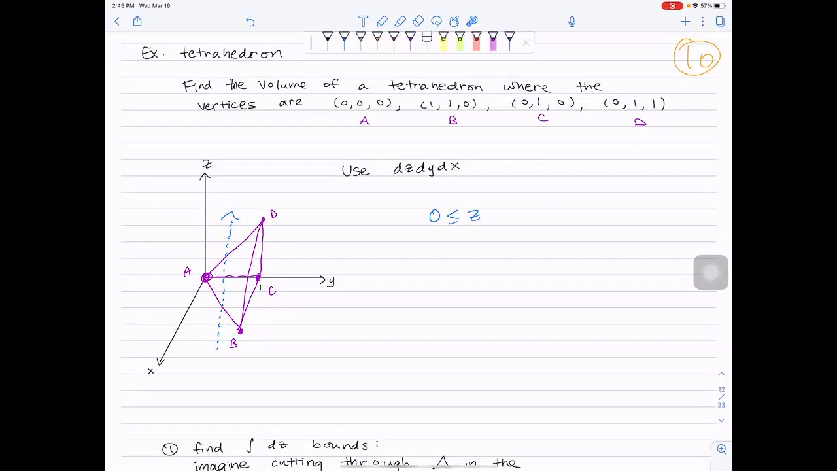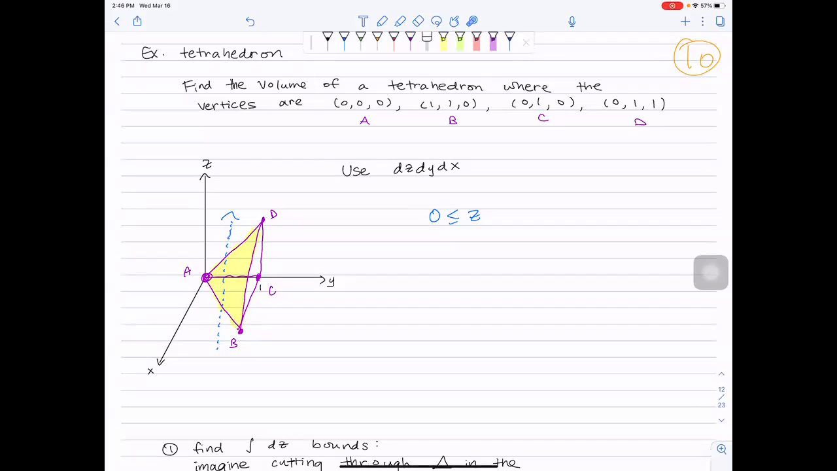So x can be anything, y could be anything, but z is always 0. But then where does it exit? It exits at this yellow plane. This triangle is flat, so any line that you draw upwards is always going to go through this top triangle, ABD. And what is this upward triangle? Well, we need to find the equation of this highlighted plane.